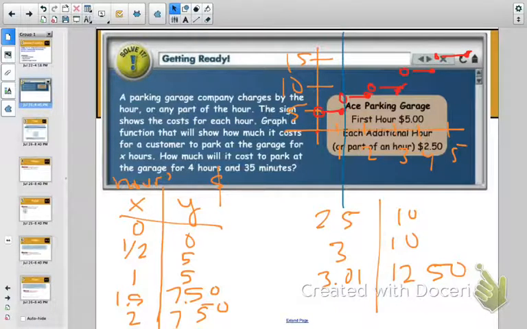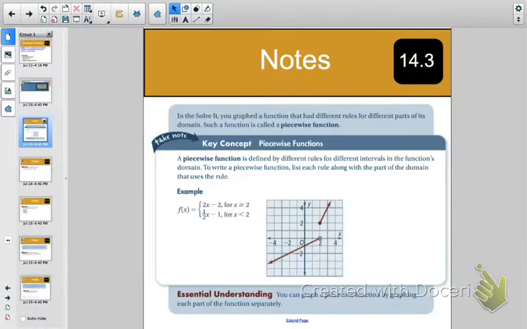It's also a piecewise function. This says a piecewise function is defined by different rules for different intervals in the function's domain. To write a piecewise function, list each rule along with the part of the domain that uses the rule. So in this case, we have 2 pieces, this piece and this piece, which means we're going to have 2 different rules.